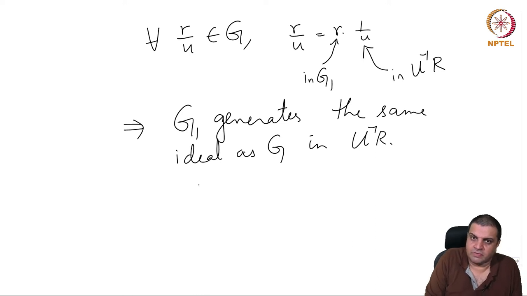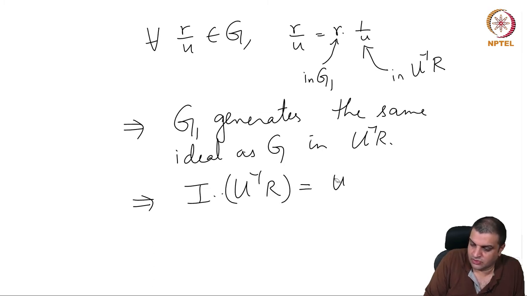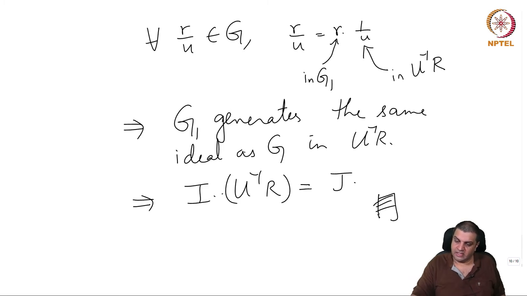And from this we can conclude that I extended to U inverse R is J. Notice that I itself is a subset of J, therefore if you extend I to U inverse R, it is going to be a sub ideal of J. But already the subset G1 generates J, so therefore I also generates J. So this is what we need in this proof. So this is the proof. So every ideal is an extended ideal.